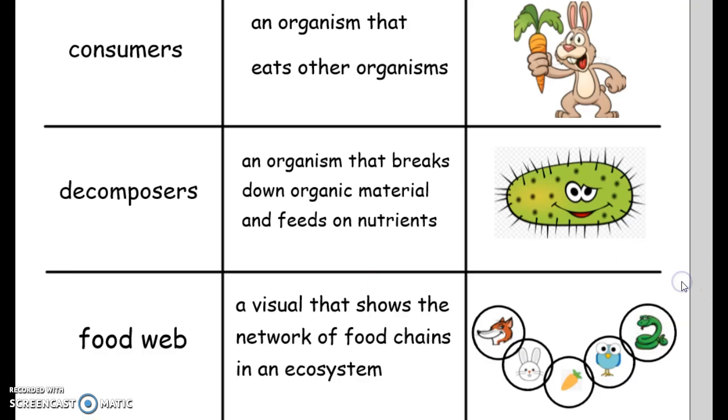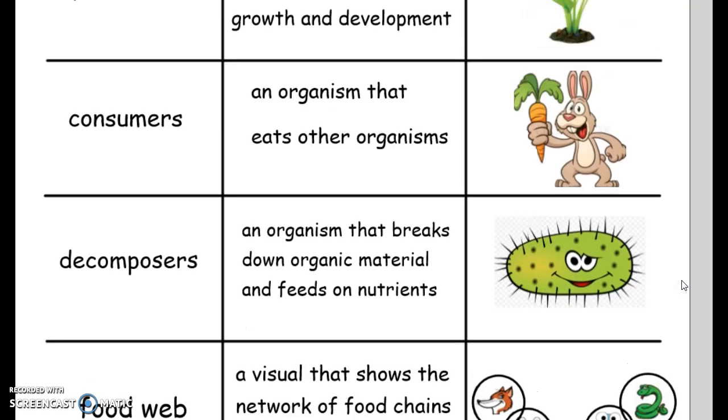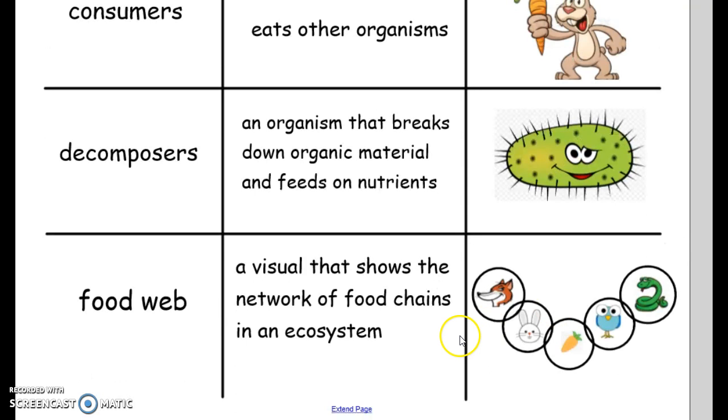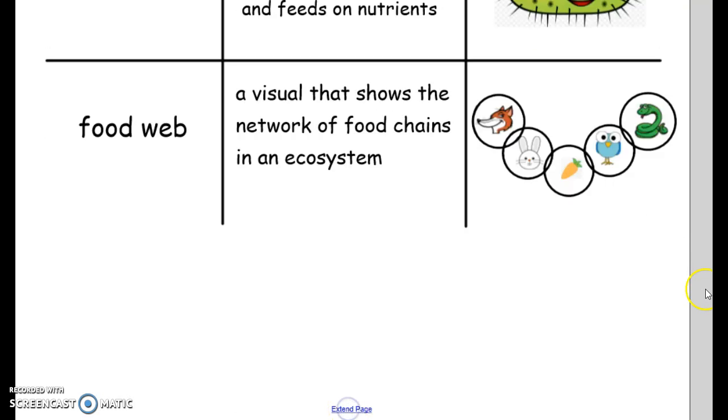And lastly, I believe, is the word food web, which is a little bit different than a food chain. Food web is a visual that shows the network of food chains in an ecosystem. So more than one thing that interacts with each other, like the fox, the bunny, the carrot. Well, the bird can also eat the carrot, and the snake might also eat the bird.